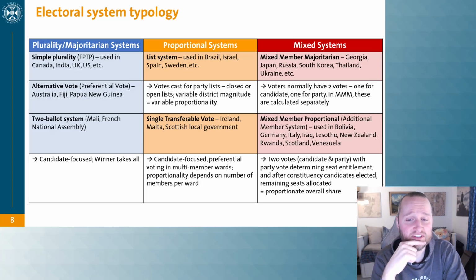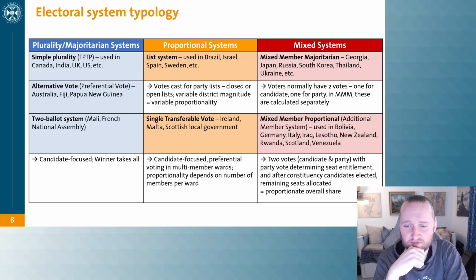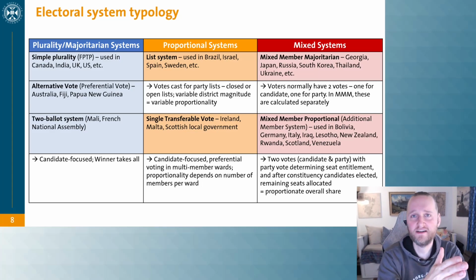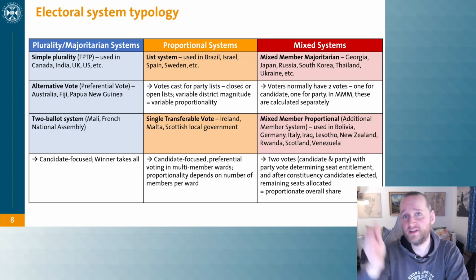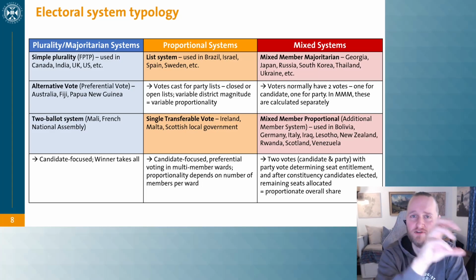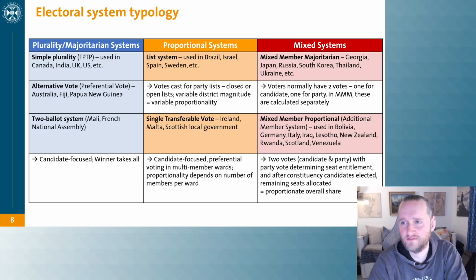It can also take the shape of a single transferable vote, famously practiced in Ireland, for example, or in some Scottish local government elections, where you have voting in multi-member wards, and where you, again, much like in the case of the alternative vote, but this time in a proportional system, can indicate who your most favorite, second favorite, third favorite, and so on candidate is. And your vote can then be given to the next candidate in line once your first one has already received a seat. So proportional systems generally work on the principle that your share of the votes translates into your share of the seats.